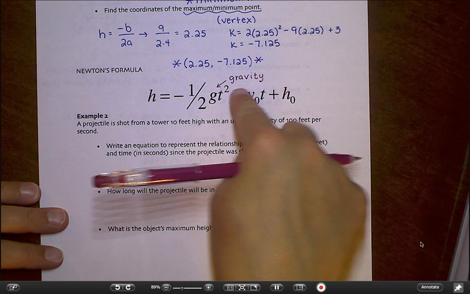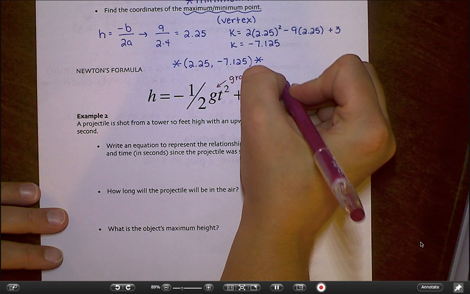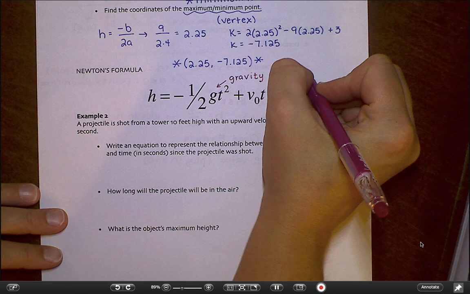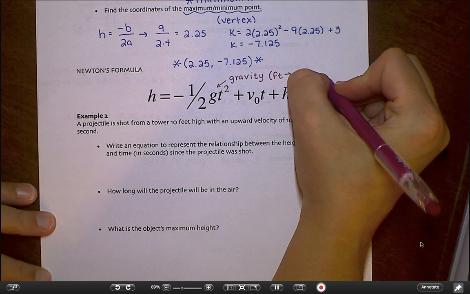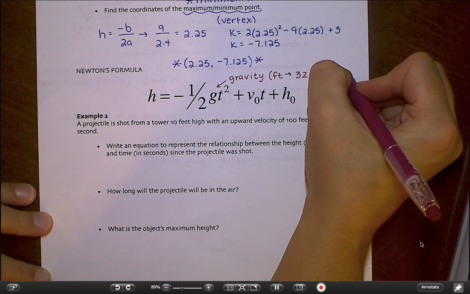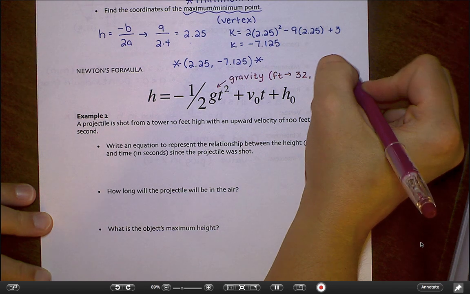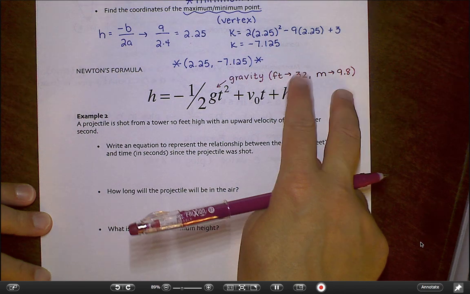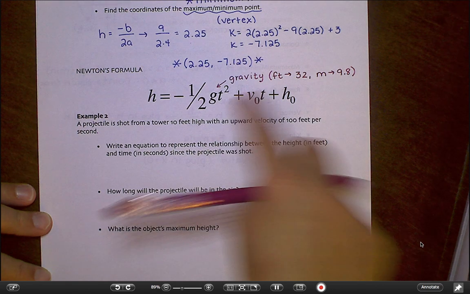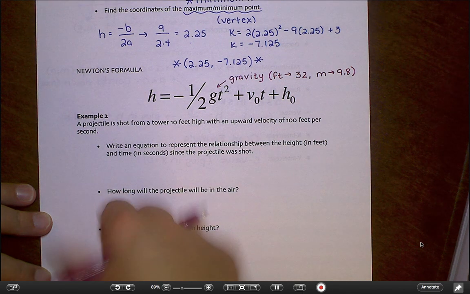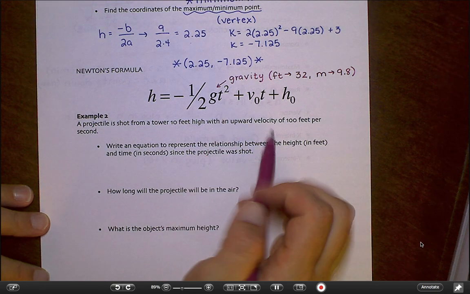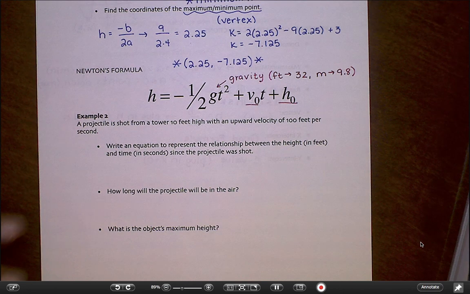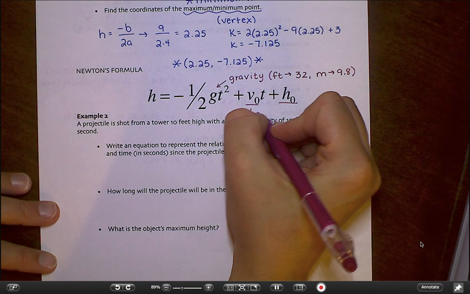So if we're measuring in feet, the value of g is always going to be 32. If we're measuring in meters, the value of g is always going to be 9.8. And you do need to know those two numbers, because depending on the situation, you'll have to plug in either a 32 or a 9.8. Like I said, we're leaving the t squared alone. These are the two values that are actually going to be given to you in the problems. This is the initial velocity.